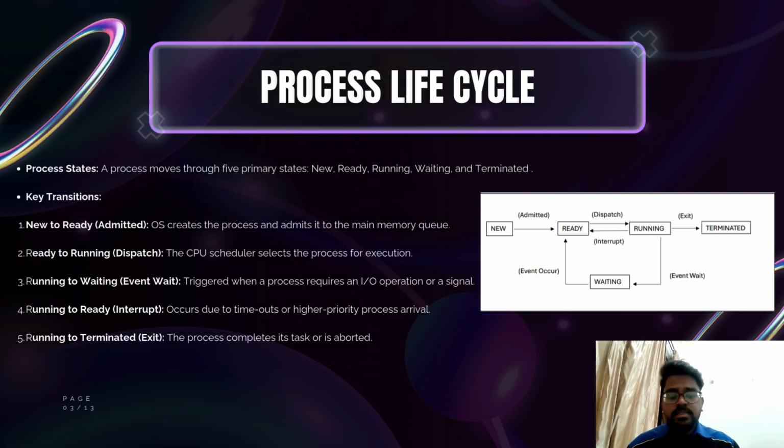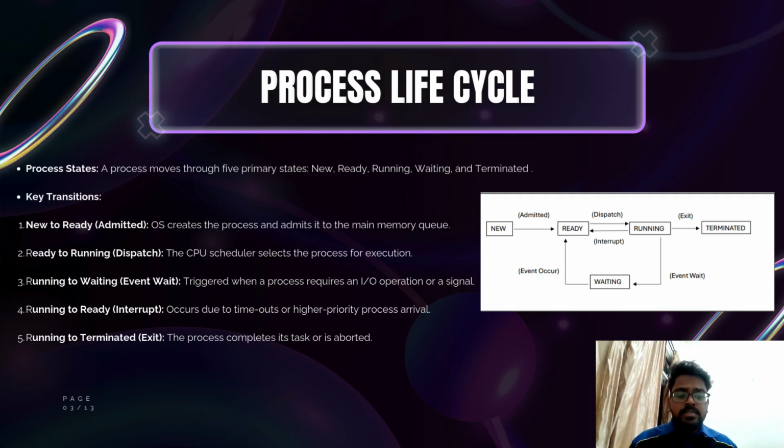So, first, it begins in a new state. Once the OS creates the process and admits it to the main memory queue, it moves to a ready state. From the ready queue, the CPU scheduler selects the process and dispatches it to the running state, where the actual execution occurs. Then, if a process runs out of its assigned time slice or if higher priority tasks arrive, it is interrupted and moved back to ready.